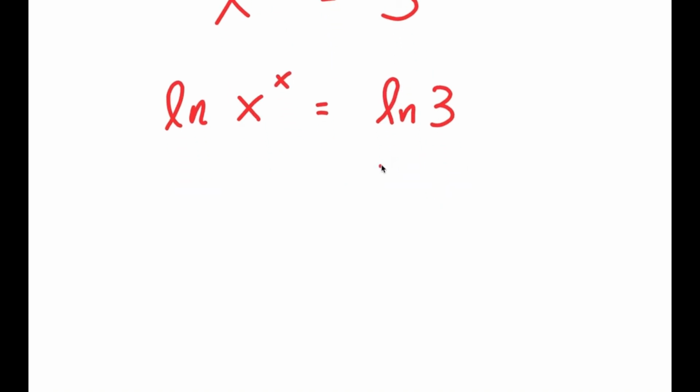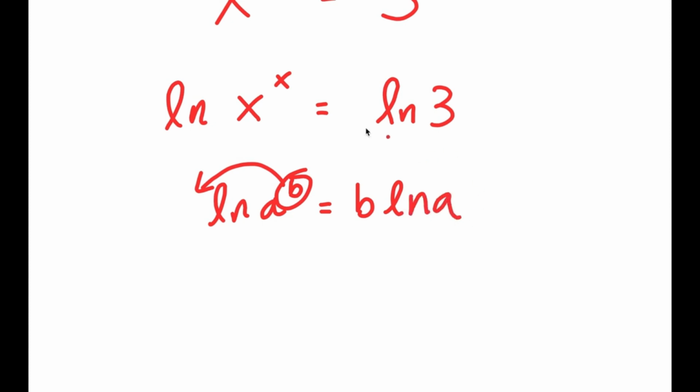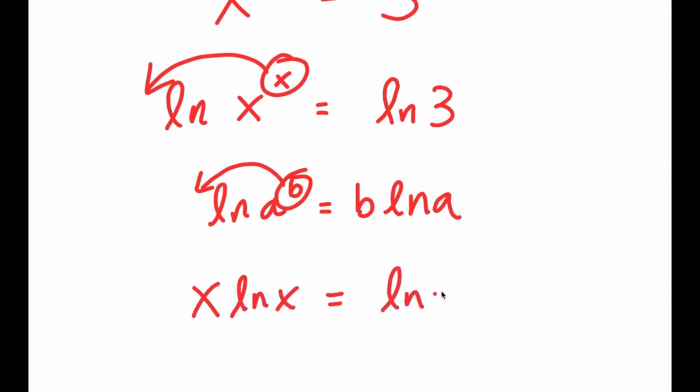Now, an important property of logarithms is that if I have something in the form ln a to the power of b, I can move this exponent b to the front, so this turns into b times ln a. So in this case, I have ln x to the power of x, and I can move x to the front. So I get x times ln x is equal to ln 3.